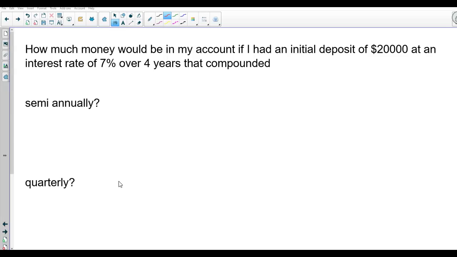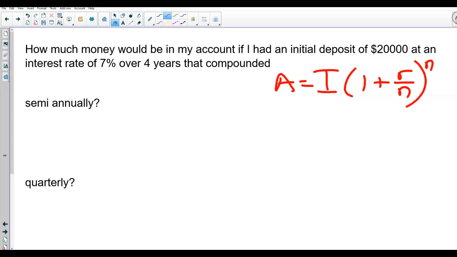When we compound something more than daily, the amount is going to be the initial amount times 1 plus the rate over n raised to the n times t. We're not going to compound with decay. You only have to worry about compounding with growth for our test. Here we're literally just plugging the numbers in. So I'm going to plug the numbers in for the first three here.